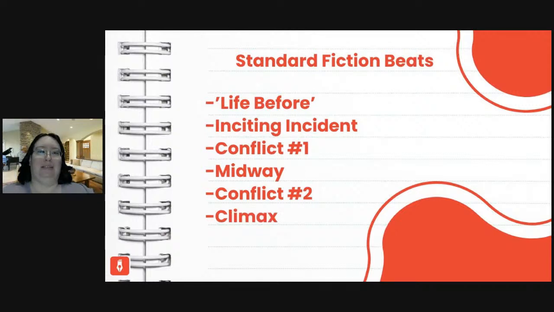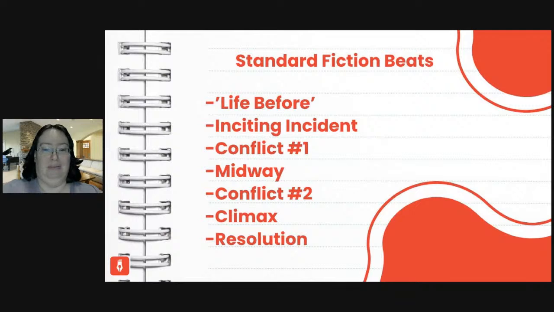And then the climax. This is going to be your showdown with your villain. This is going to be the moment the main character has to do the final push to overcome whatever wall they are on. And then at the end, we want a resolution. The resolution is where you wrap up everything for the readers. You're going to make us know why we stuck in there the whole time.